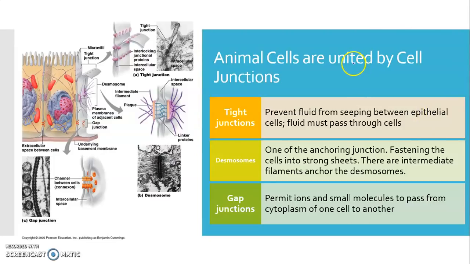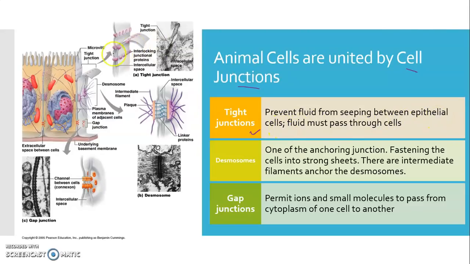Next, to become a tissue, the animal cells must be united, and they develop cell junctions. So there are three types of cell junction among animal cells. The first is the tight junction. The tight junction is used to prevent fluid from seeping between the epithelial cells.